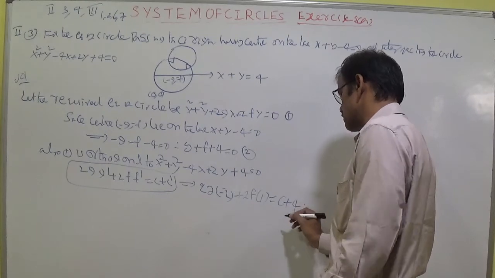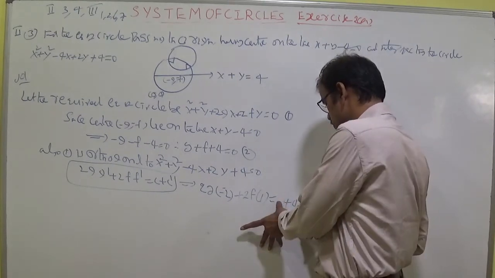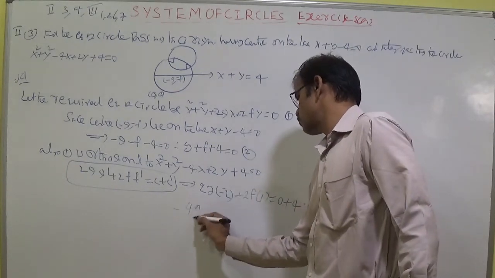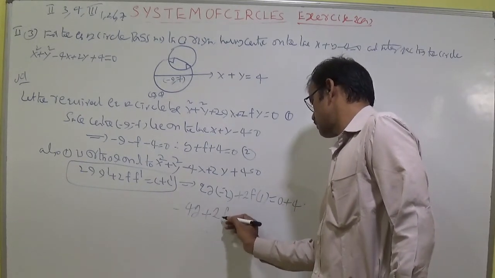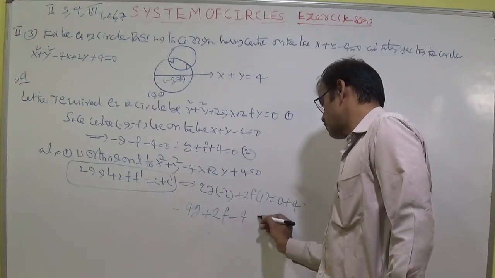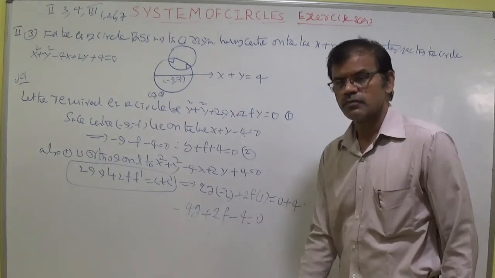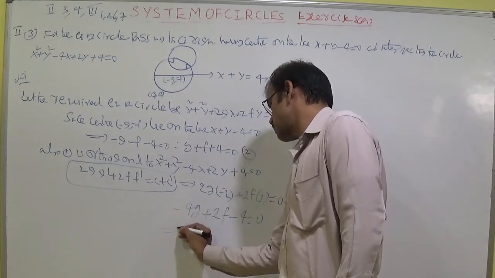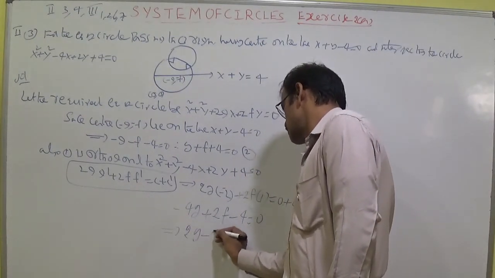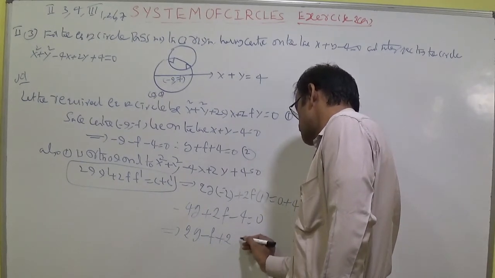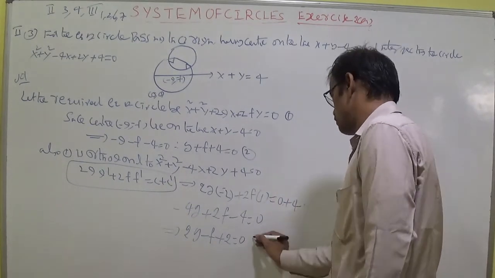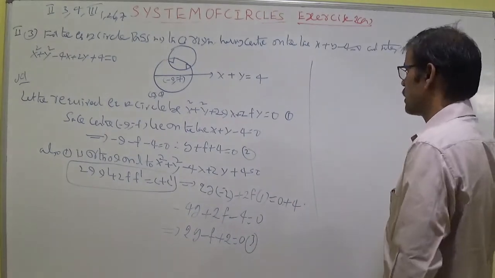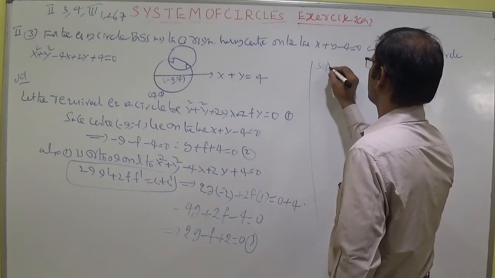There is no c. C means it is 0. Simply you can write it is 0 plus 4. So minus 4g plus 2f minus 4 equal to 0. Divide with minus 2. It becomes 2g minus f plus 2 is equal to 0. Let it be third equation. Solve 2 and 3, we get the values of g comma f.